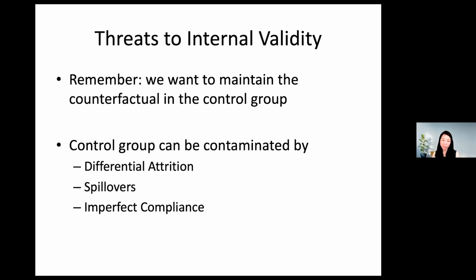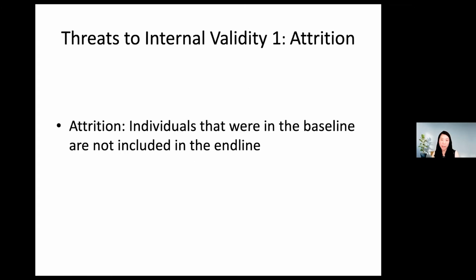Things that cannot make our experiment run perfectly then become the threats to the internal or external validity. So remember, the whole idea behind the experiment method is we want to maintain the counterfactual in the control group. But in the real world, there are many ways that your control group can be contaminated, either by differential attrition, spillovers, or imperfect compliance.